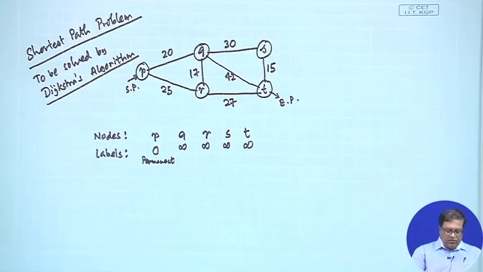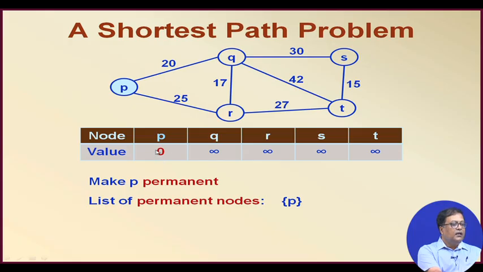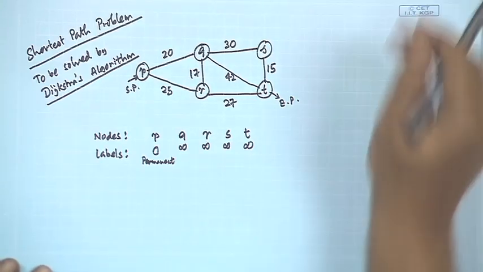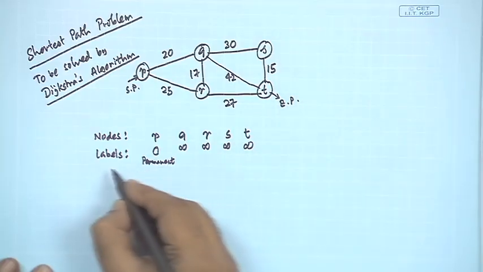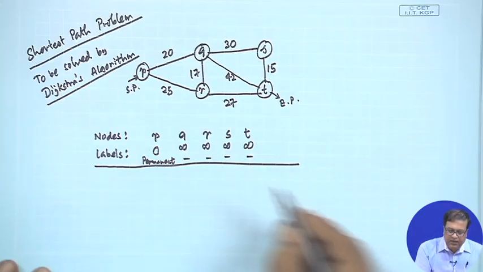Look at the slide now, exactly that is what we have done. We make P permanent, because P is the least distance point from P itself. So, we highlight this particular label, 0, and P is permanent. These are the nodes which have been made permanent, meaning the distance to these nodes has already been finalized. After P is made permanent, this is one round done. So, we simply write P for permanent.